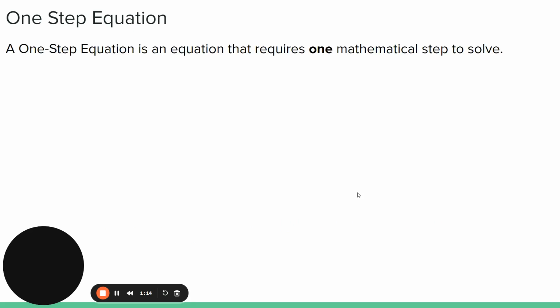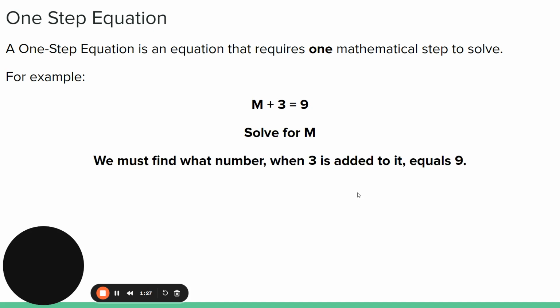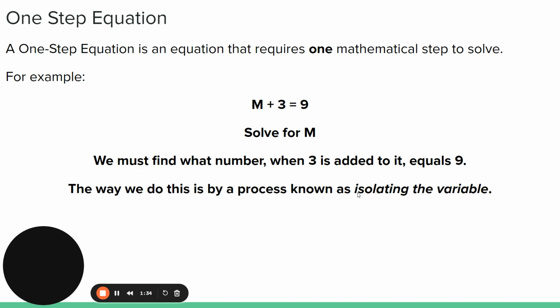One-step equations. A one-step equation is an equation that requires one mathematical step to solve. For example, m plus 3 equals 9. Solve for m. We must find what number, when 3 is added to it, equals 9. The way we do this is by a process known as isolating the variable.